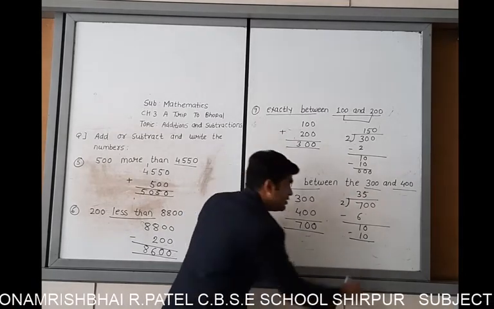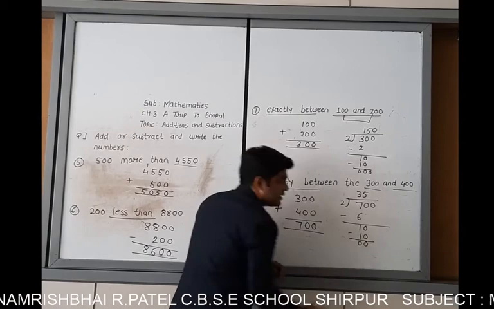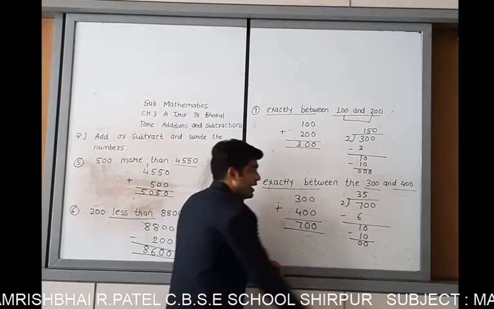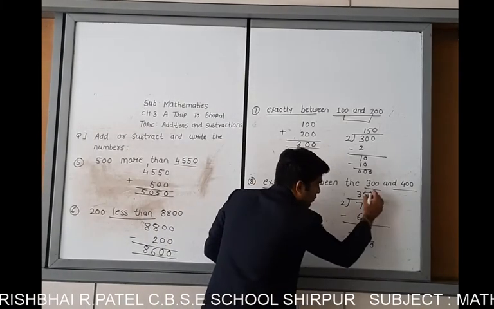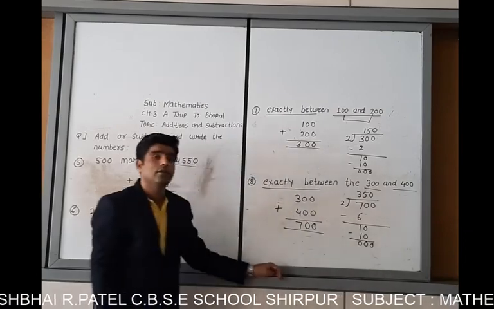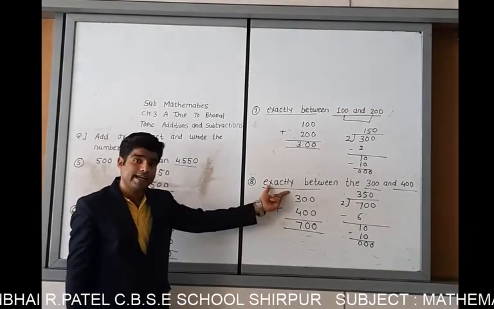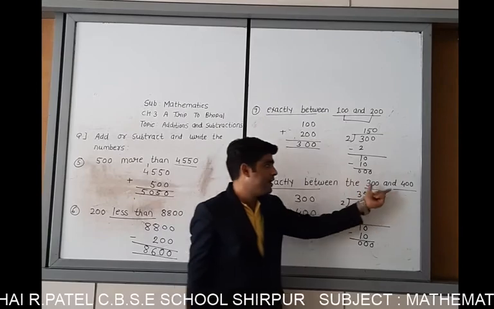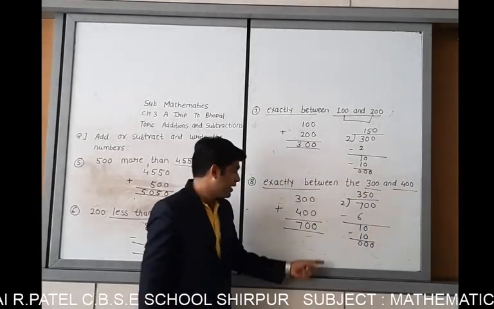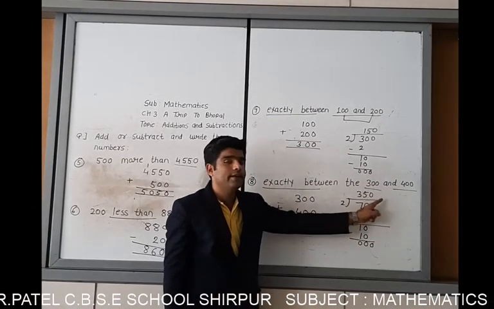This is our 0 minus 0 is our 0. This is our 0 minus 0 is our 0. And the 0 is also remaining. You have to write down the 350. So your answer is what? Exactly between the 300 and 400. Your answer is what? 350.